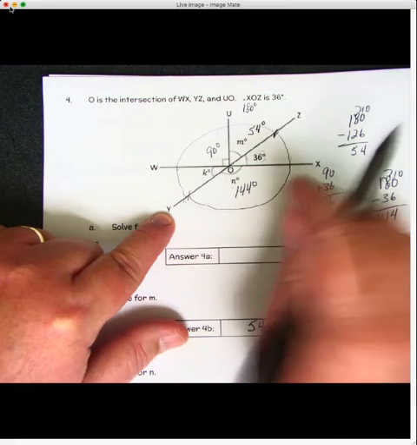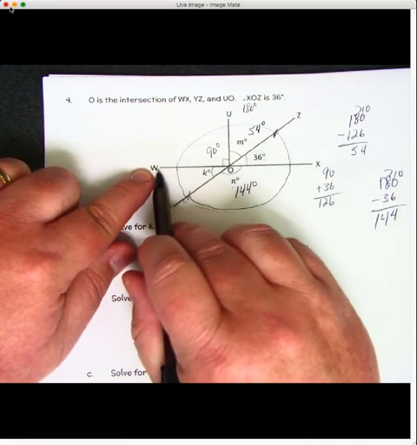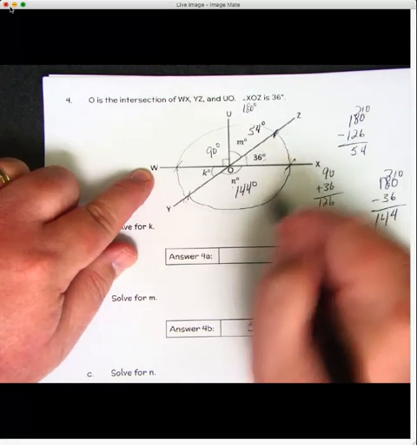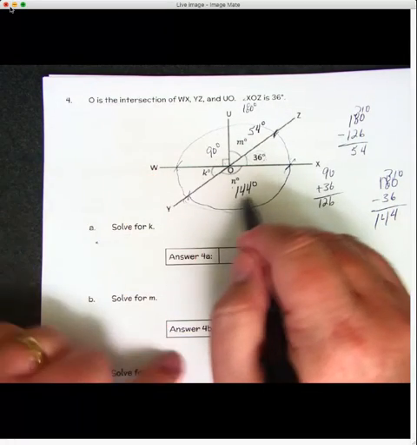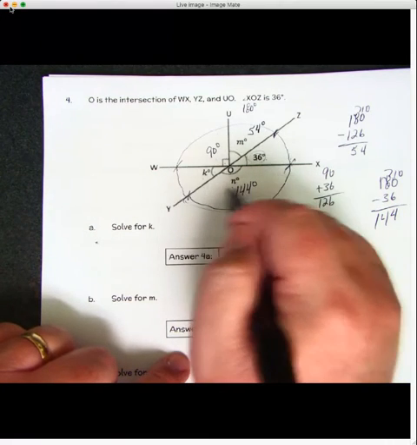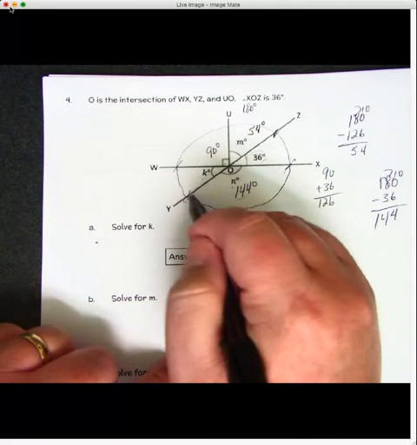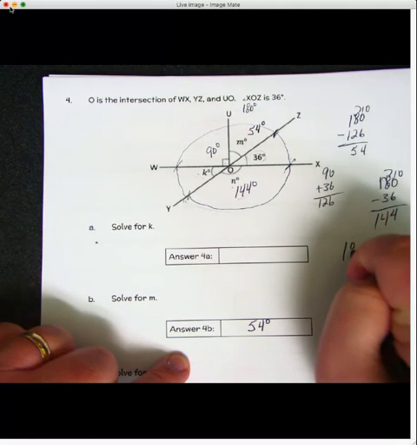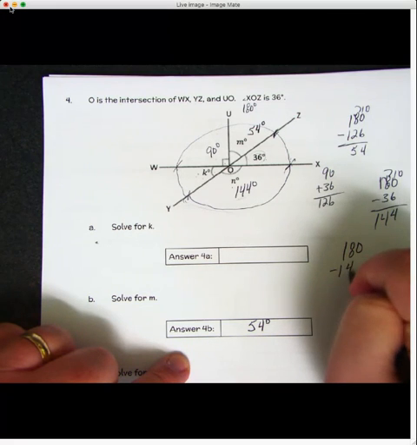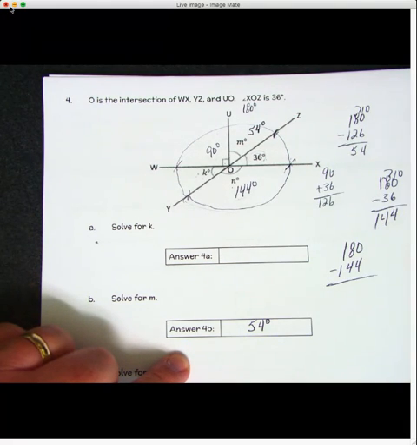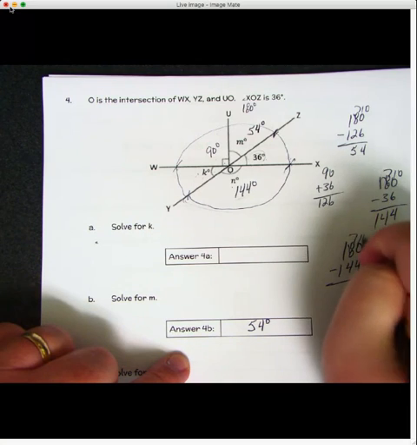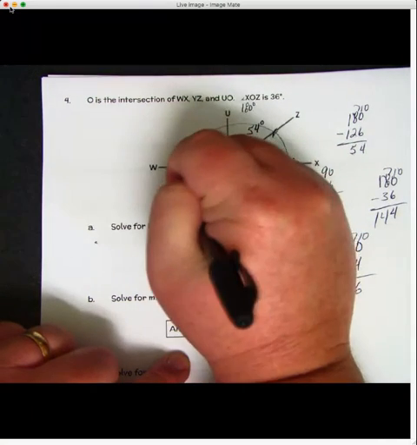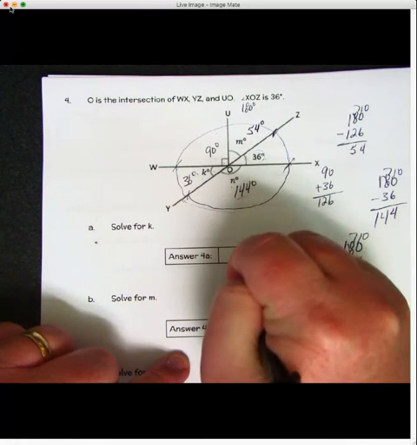Or we can just do it a little simpler because we can just look at line or straight angle WX from here to here. And we know that this much is 144. So I can subtract 144 from 180 and find K. So let's do that. 180 minus 144. And I'm going to get angle K is 36 degrees.